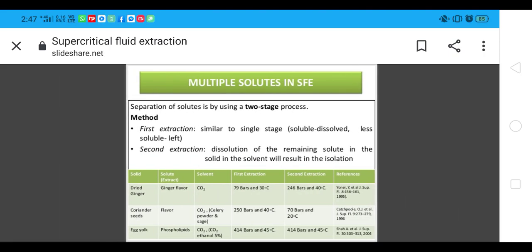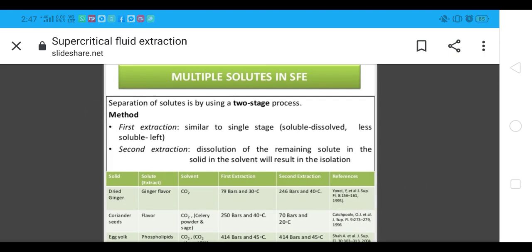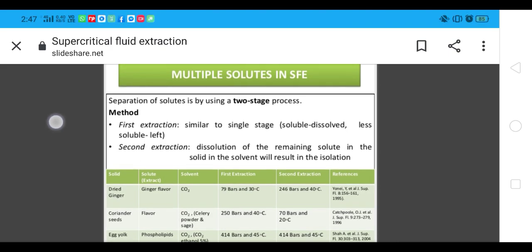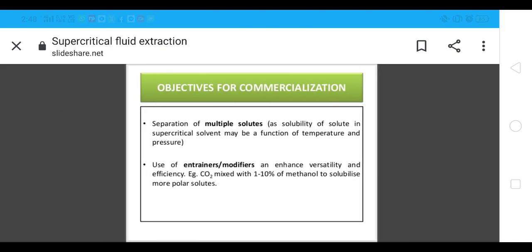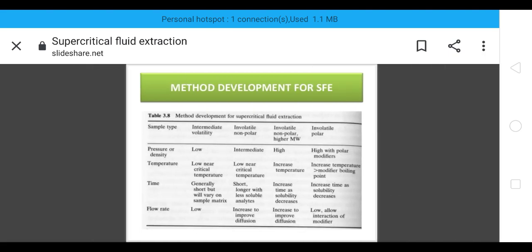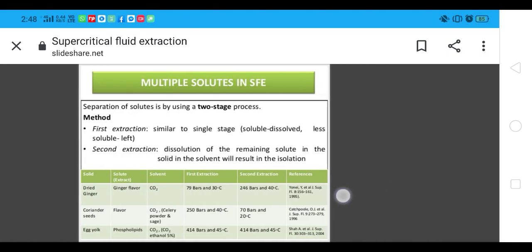The first extraction is similar, but in the second extraction, the solution of the remaining solute in the solvent results in the isolation. Here we have given examples. Dried ginger is a solid and it is extracted with CO2, but the conditions for the first extraction and second extraction are different. Similarly, it is also given for coriander. So commercially it is used for this type of extraction.